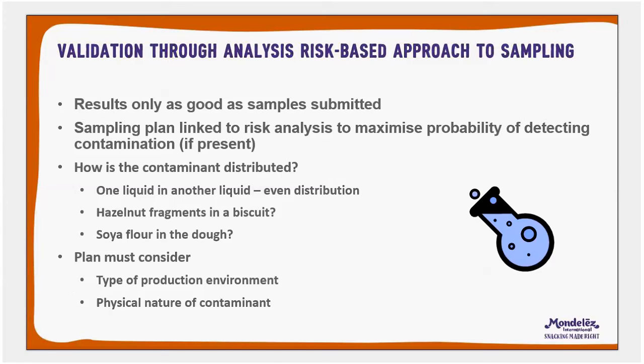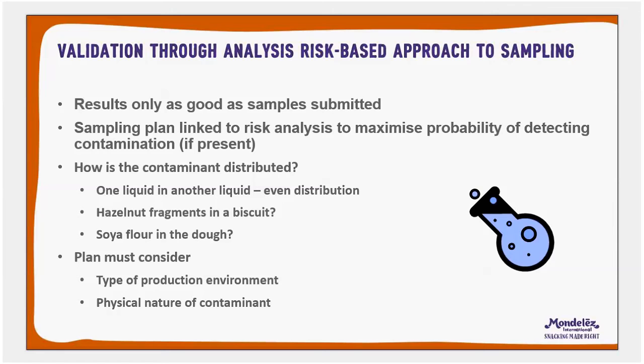Just as an example, if your contaminant is a liquid and it is distributed within another liquid, then the contamination is likely to be very evenly distributed, and you can take a small sample and be confident that you're going to detect it if it's present. If, however, it's fragments of something in a biscuit, then it won't be evenly distributed and you're likely to have to take a much bigger sample. So think about the type of production environment and the physical nature of the contaminant.